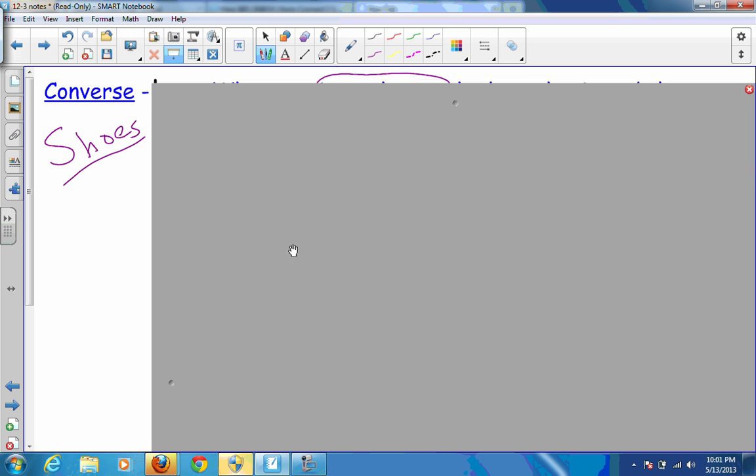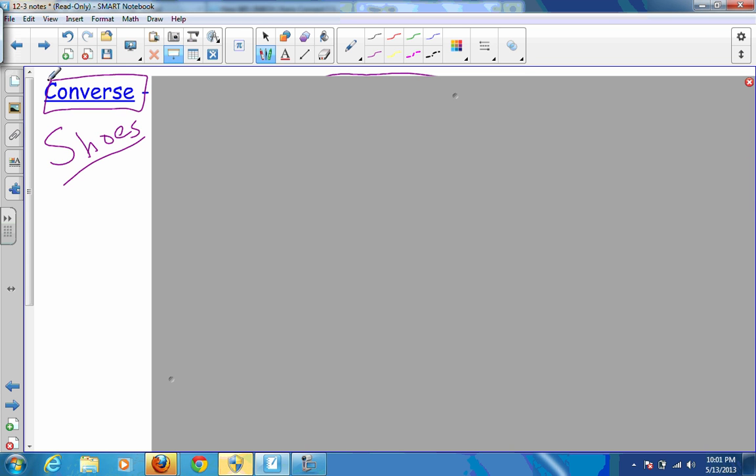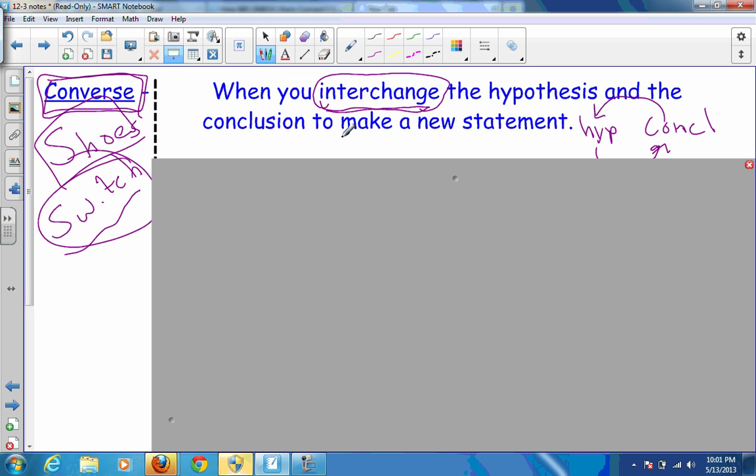Now, let me go back to the shoes idea. I have a pair of Converse basketball shoes, and that used to be the popular basketball shoe back in the day. Now, when I put on my Converse shoes, I can switch directions really fast. I believe it. So I always think of a converse statement as switching. Converse means to interchange or to switch the hypothesis and conclusion. So when you're asked to write the converse of a statement, switch them.